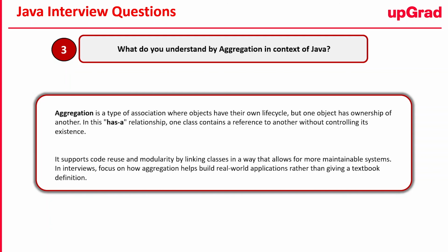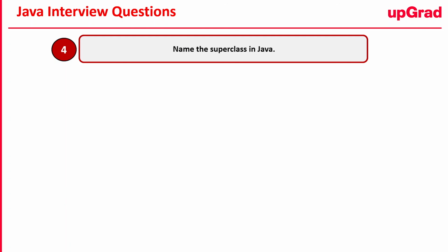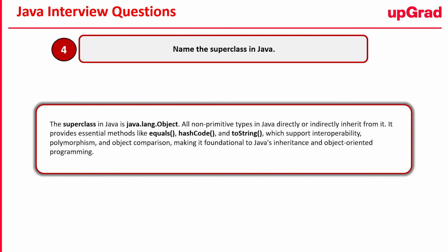Alright, so this was about aggregation. Now let's move on to the fourth interview question, which is: name the superclass in Java. So if you are asked about java.lang.Object in an interview, you can explain that it's the root class for all the non-primitive types of Java. Every class in Java either directly or indirectly inherits from Object, making it a core part of the Java language. So the answer is the Object class.